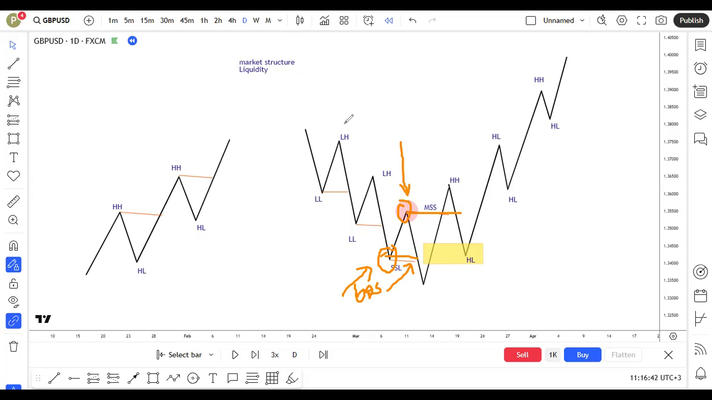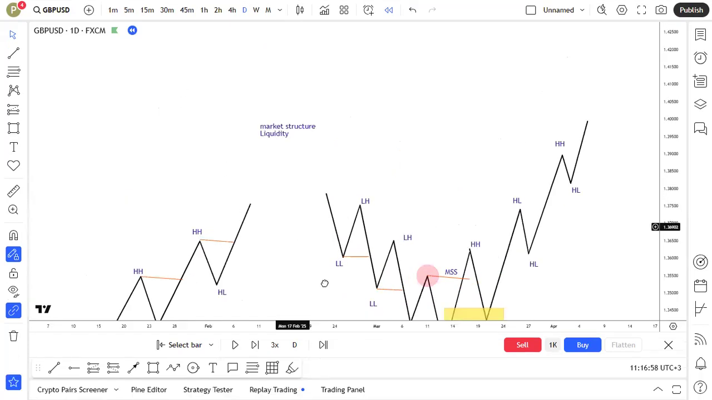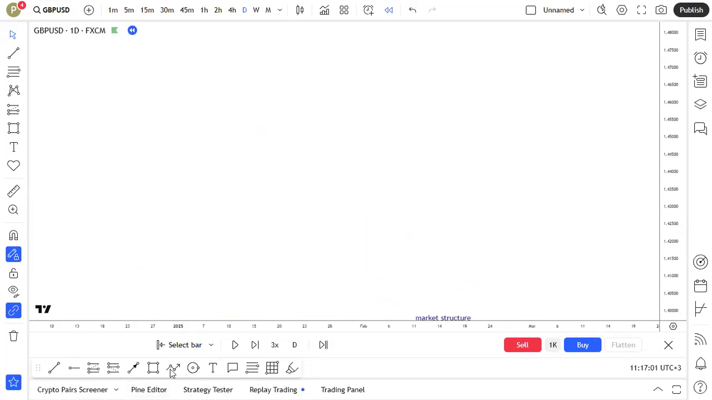So that's a simple explanation about liquidity. When we talk about liquidity, we're talking about trend lines, equal highs and equal lows. Let me show you a simple explanation. When you're talking about liquidity, you're talking about things like this.